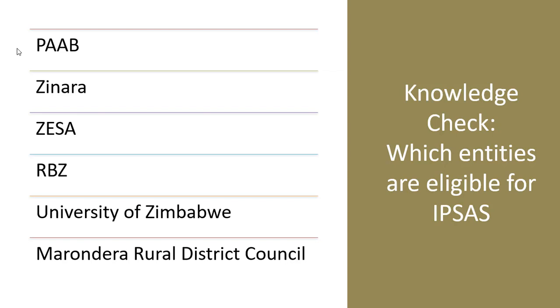University of Zimbabwe mostly charges arguably a fee for the service that students get. But another argument is it's also heavily subsidized by government, and the fees are not commercial, so it would still fall under IPSAS. Marondera Rural District Council, because it mostly finances activities from levies and taxes, that would be IPSAS. Now, I'm not purporting to give advice because there's a lot of considerations that I've overlooked, but this is just meant to give you a guide.